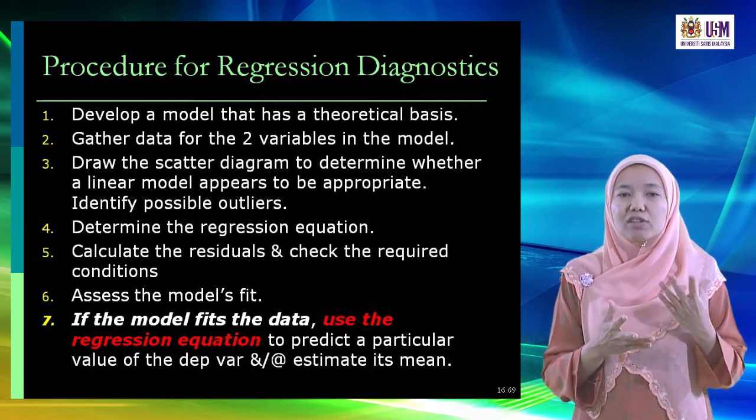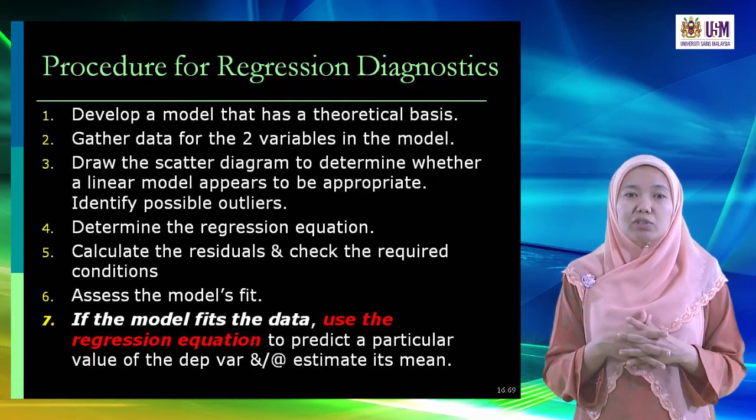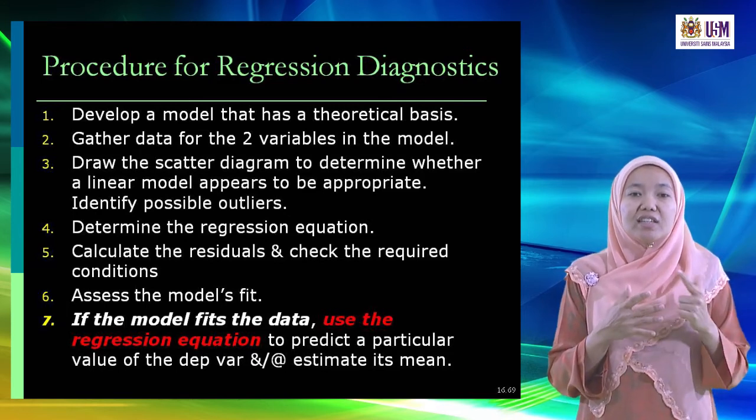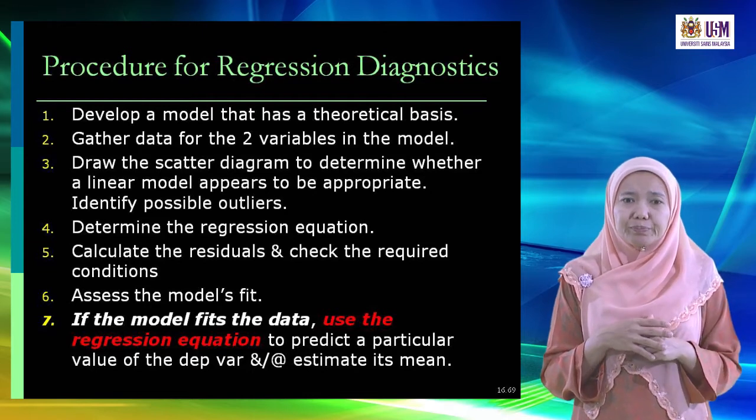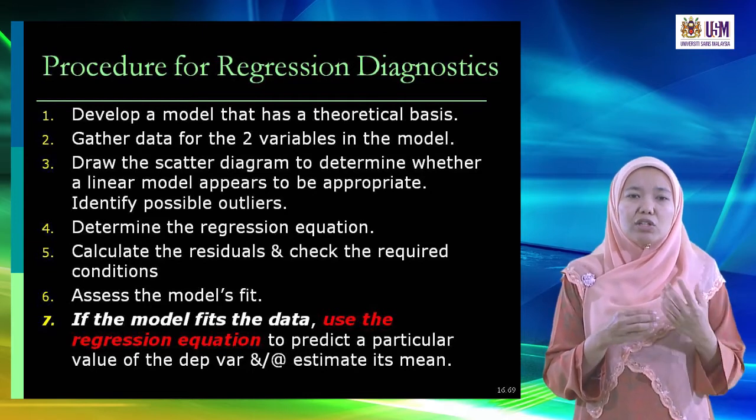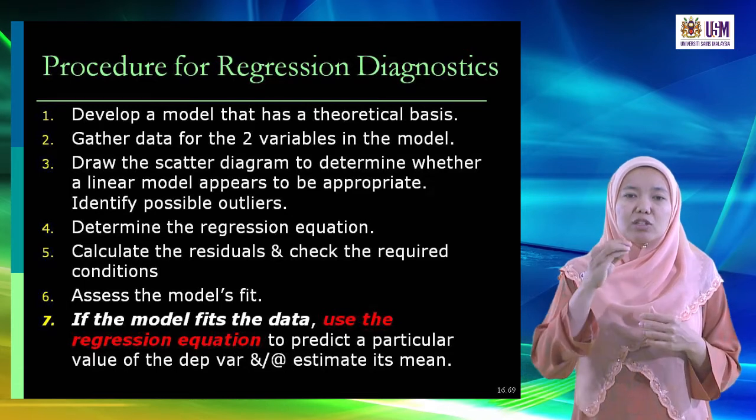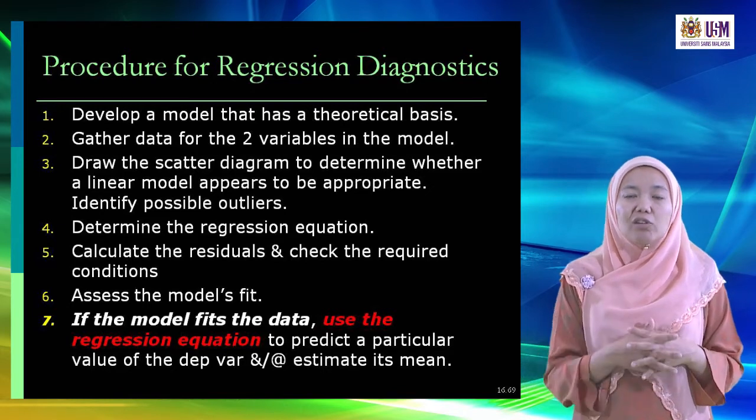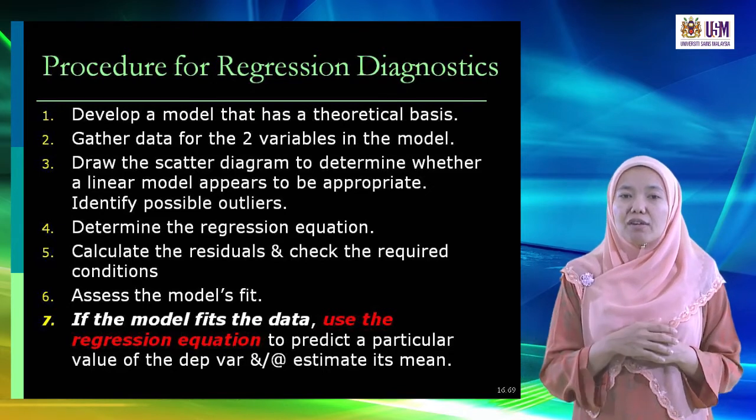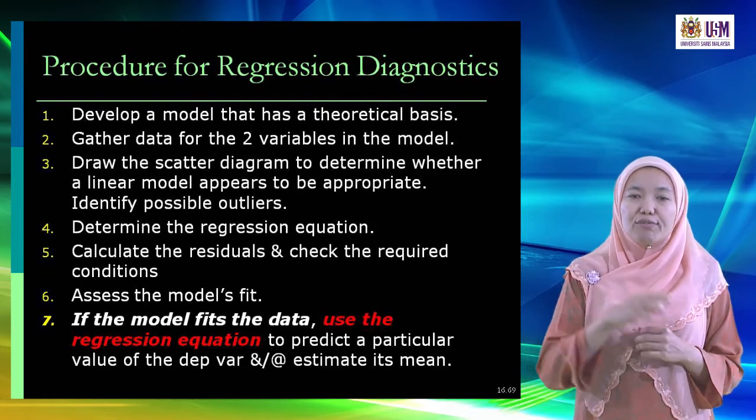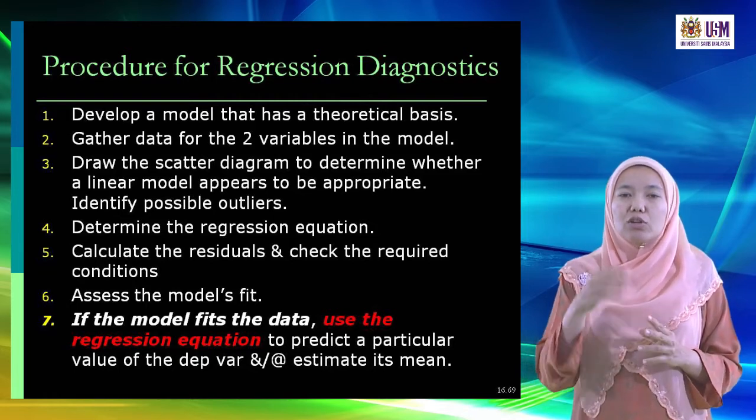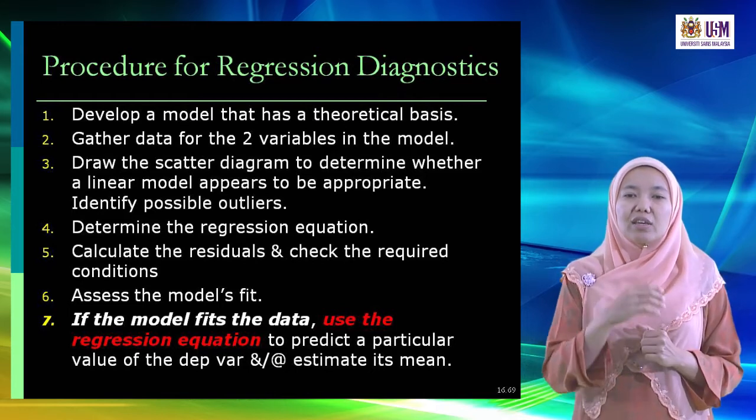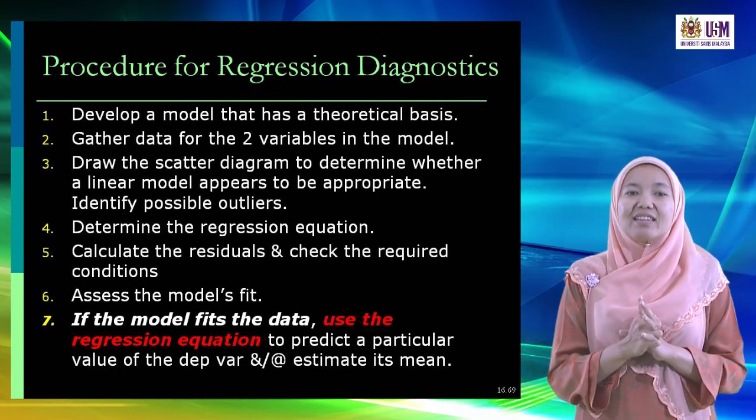Number two, you need to gather the data for the two variables in the model. Number three, you can draw the scatter diagram to determine whether a linear model appears to be appropriate. This is where you need to identify possible outliers, observations that are totally different from the rest. You can take them out. The scatter diagram tells you roughly whether you should get a negative coefficient for B1 or a positive coefficient, whether it's a positive line going up, or a negative downward sloping line.